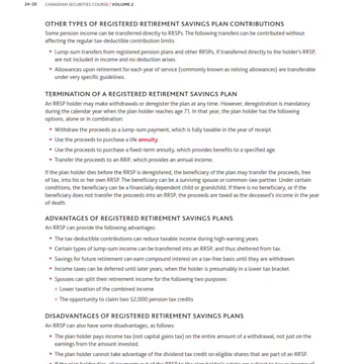Other types of registered retirement saving plan contributions. Some pension income can be transferred directly to RRSPs. The following transfers can be contributed without affecting the regular tax-deductible contribution limits. Lump sum transfers from registered pension plans and other RRSPs, if transferred directly to the holders' RRSPs, are not included in income and no deduction arises. Allowances upon retirement for each year of service, commonly known as retiring allowances, are transferable under very specific guidance.